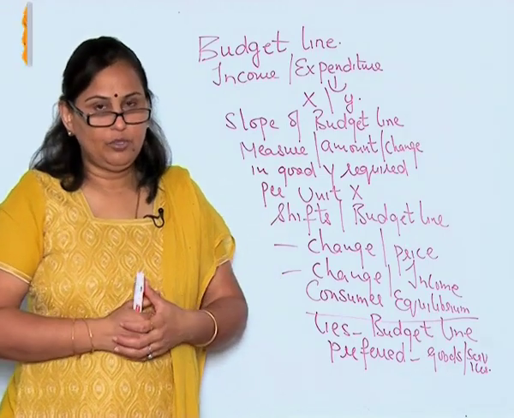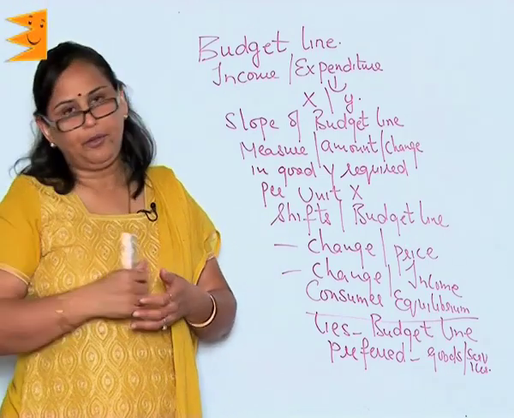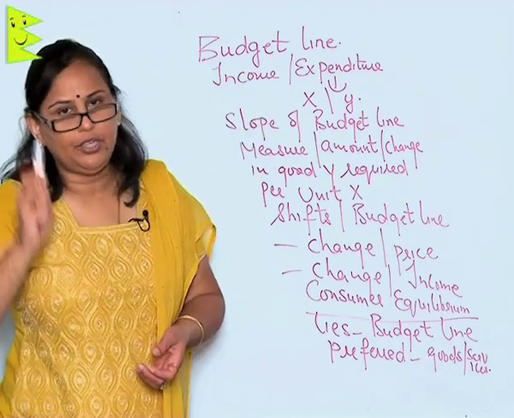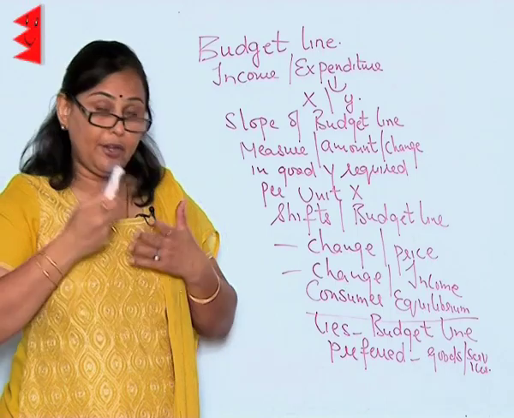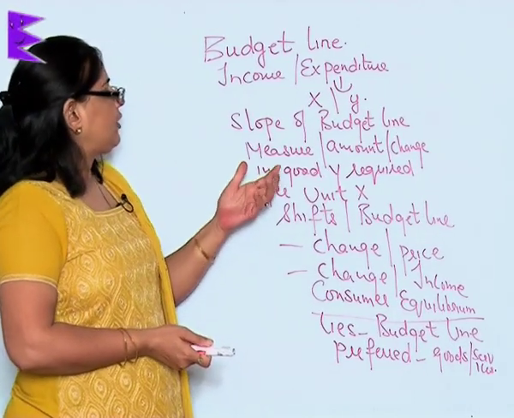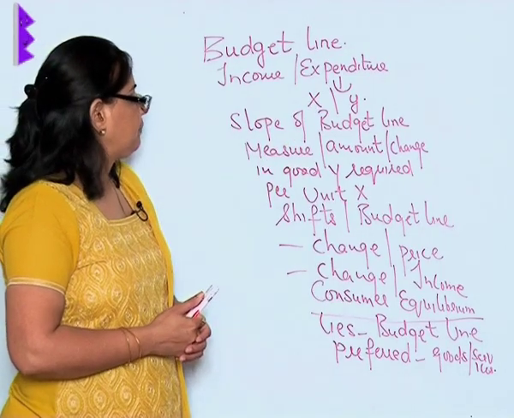Supposing I have 10,000 rupees, I cannot spend 12,000 rupees. My budget line is 10,000 rupees only. I cannot go beyond it. That's my line. Now, the slope of the budget line.